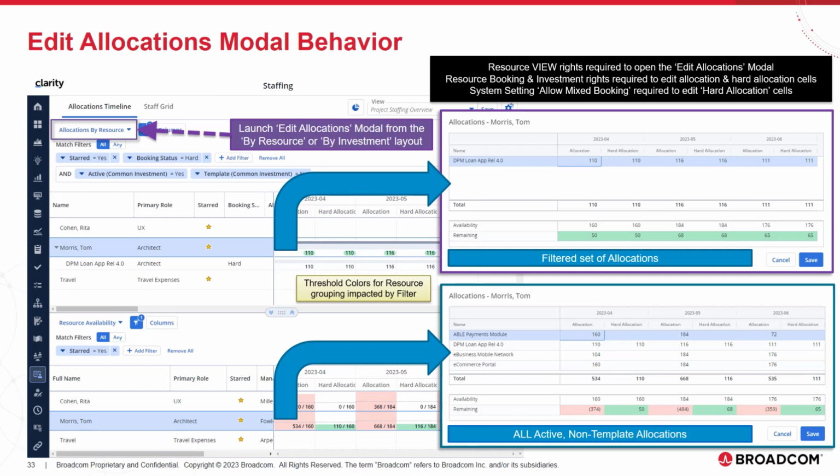When the user opens the modal from the resource histogram, all active non-template allocations are always shown. It is not impacted by any filter criteria. You can see the totals and colors in both the histogram and the modal match.